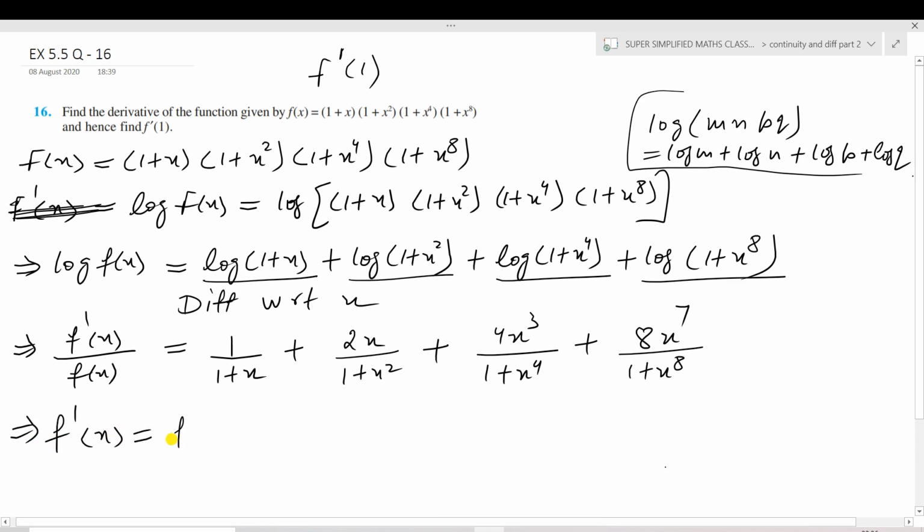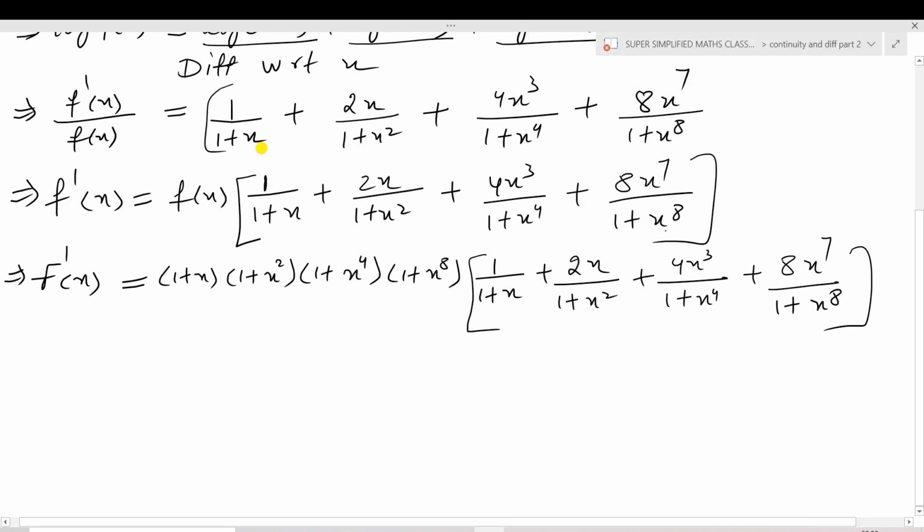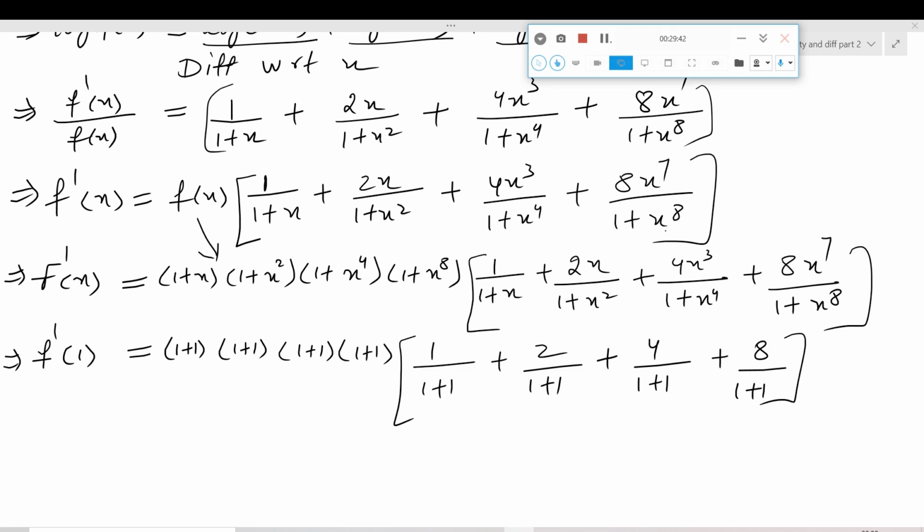So f dash x will be f(x) cross multiplied, and we will have this bracket. So f dash x is f(x) into, we copy down all these terms of the right hand side, and in place of f(x) we put the value of f(x). This was f(x) given to us. After that, one part is over. After that, the question wanted us to find the value of f dash 1. So to find f dash 1, in place of x on the right hand side we substitute 1. We get this. So everywhere, wherever there was x, we have written 1.